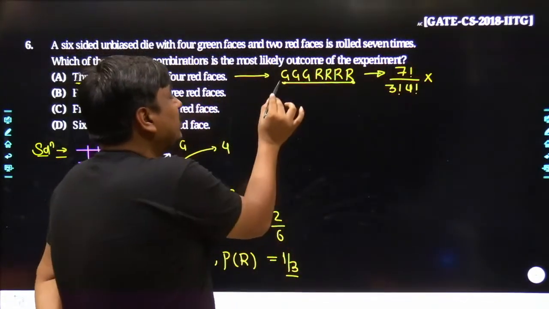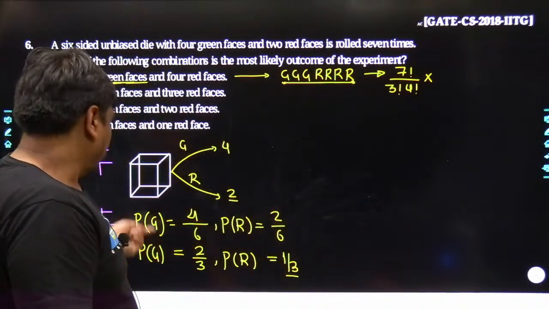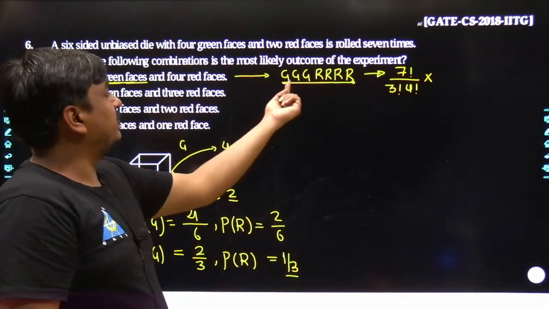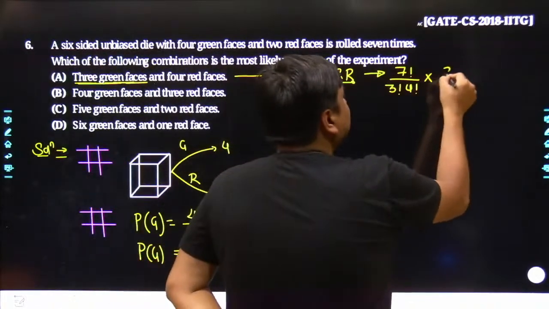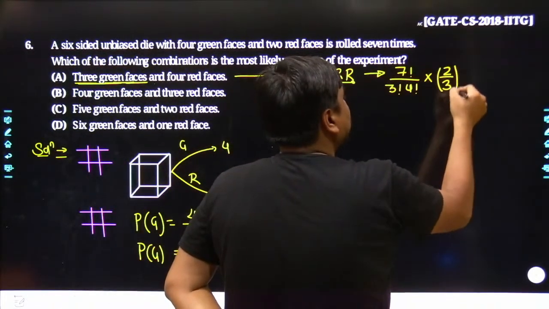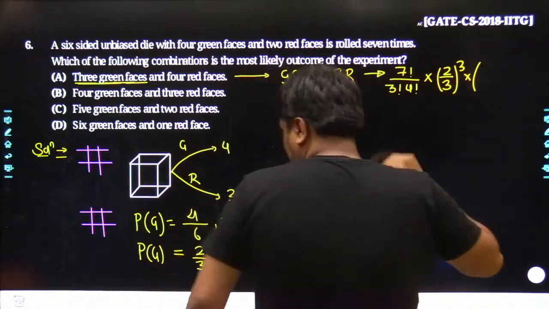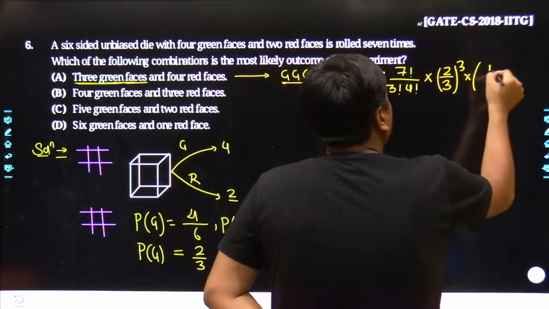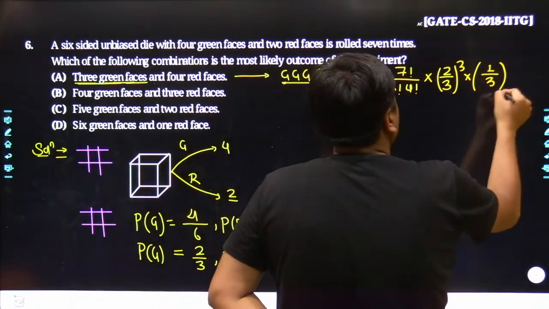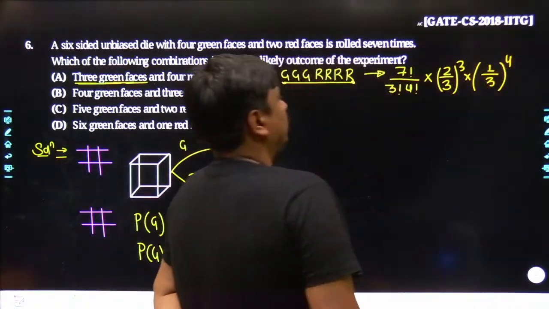May I know what the probability of green is? The probability of green is 2 divided by 3, 2 divided by 3, 2 divided by 3. So here it becomes 2 divided by 3 raised to the power of 3. Into red, what is the probability over here? 1 divided by 3, raised to the power of 4.